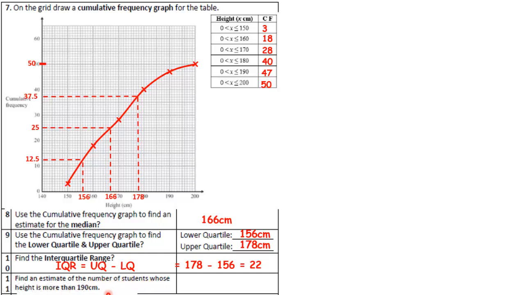Question 11 is often the last part of a cumulative frequency question. Find an estimate for the number of students whose height is more than 190 centimeters. So I need to go on to 190 on the height axis, go up along there, and then across. Because the question says more than 190, I need to know what this gap was here. My answer is not 47, but it's the size of that gap. In other words, 50 take away 47, which is 3. So the number of students whose height is more than 190 is just simply 3. Ignore the centimeters bit there.